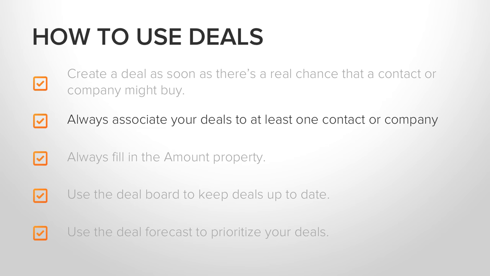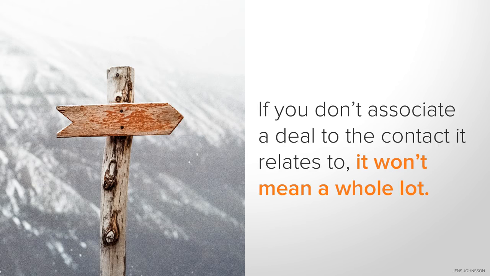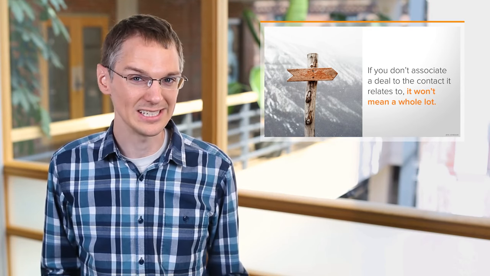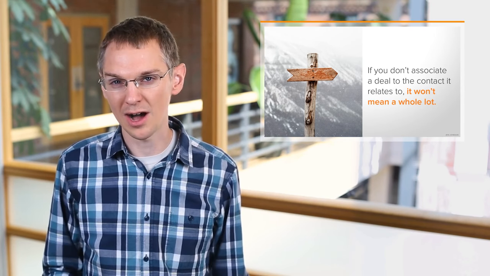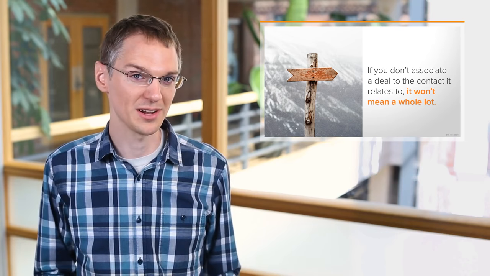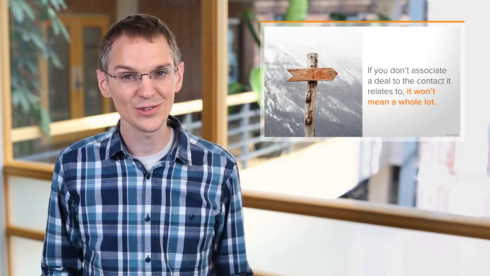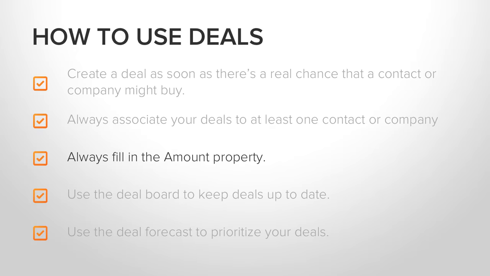Next, always associate your deals to at least one contact or company. Remember, deals are meant to track the progress your contacts are making in their journey. If you don't associate a deal to the contact it relates to, it won't mean a whole lot. You'll see it sitting there on the deal board, looking promising and needing attention, but you won't be able to do anything about it because you won't know who it relates to. Luckily, in most cases, the CRM will automatically associate a deal to the appropriate contact or company when you create it, so you won't have to worry about it too much.